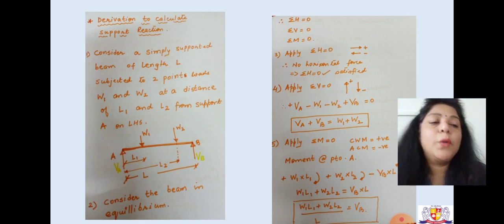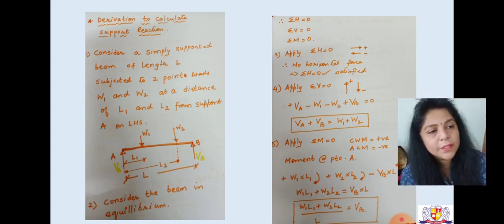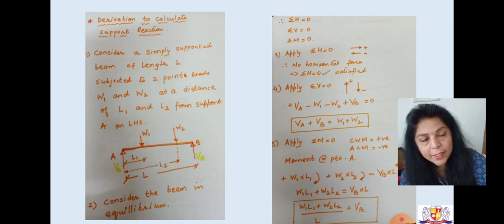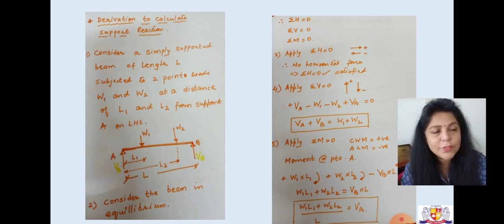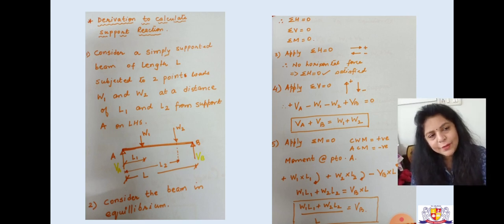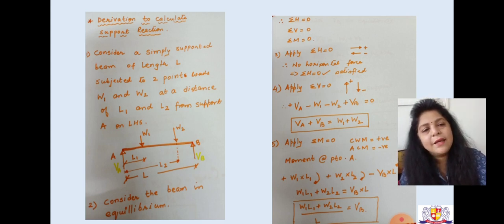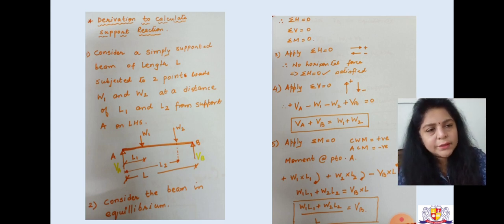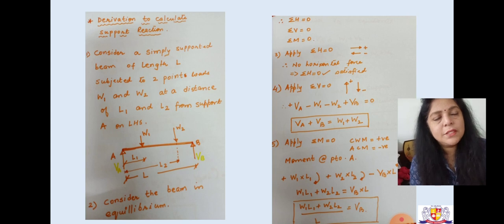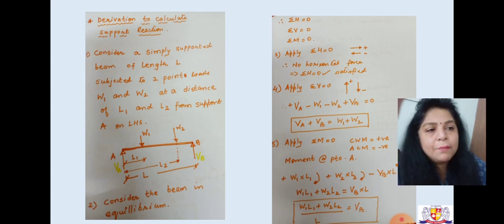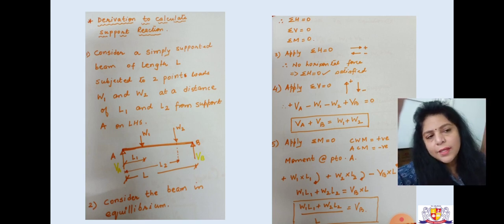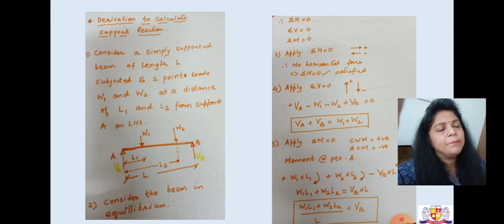If it were a coplanar concurrent force system, then what would be the condition of equilibrium? Then the condition of equilibrium would have been sigma H equal to 0 and sigma V equal to 0. But in this case, as it is a coplanar non-concurrent force system, we have three conditions. Sigma H means the algebraic sum of the horizontal forces, sigma V means the algebraic sum of vertical forces, and sigma moment means the algebraic sum of the moments.